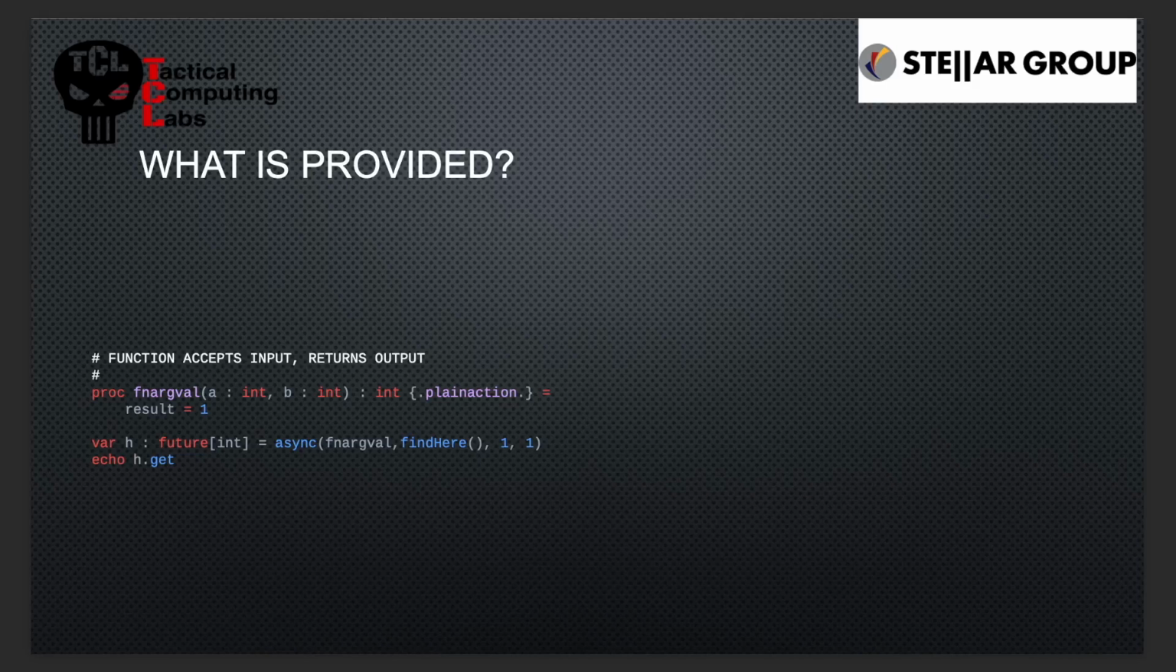You'll see that the first argument is find here, which is the identifier used to tell the software what locality to execute on. So find here means we're going to run this function locally, and 2 parameters are passed at the tail end of this async call. What comes back is a Nim integer value wrapped as a future, and when you call h.get, you'll get the value back when that function's asynchronous execution terminates, and it gets printed to standard out with echo.